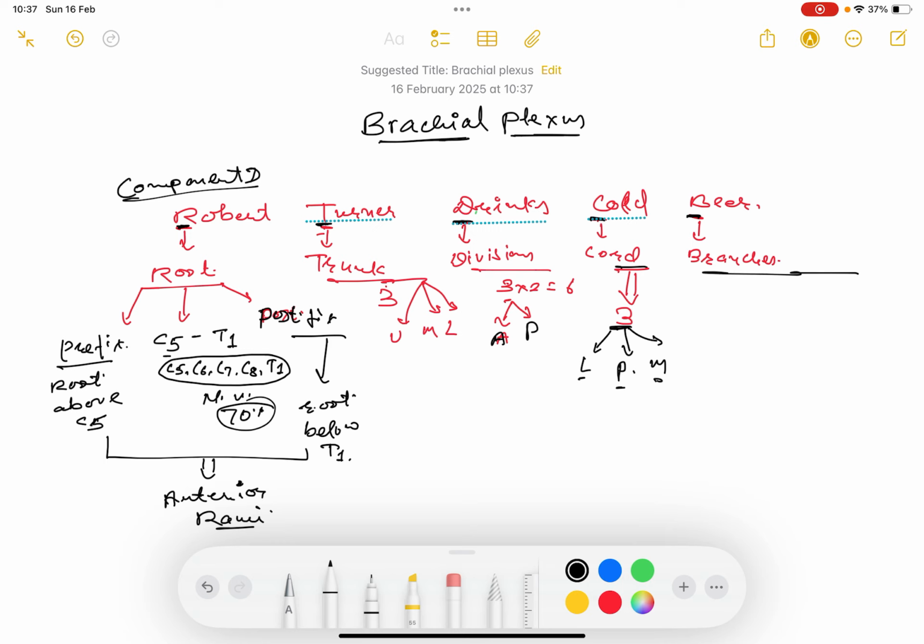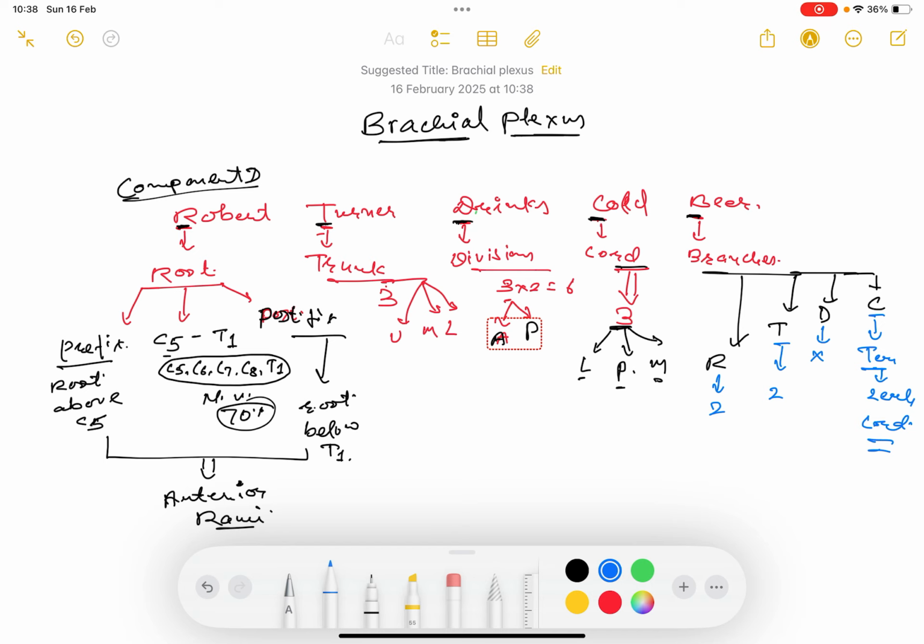And branches have some variations. So we have the root, the trunk, the divisions, and the chords, right? From the root we have 2 branches, from the trunk we have 2 branches, from the divisions we have no branches, and from the chord, terminal 2 branches each. Is that okay? Each chord has 2 terminal branches. Before termination, they have some more branches here. We will discuss that, right? So these are the components.